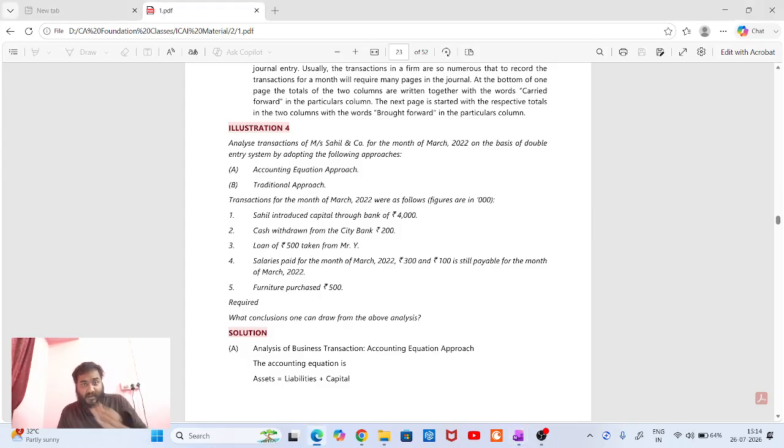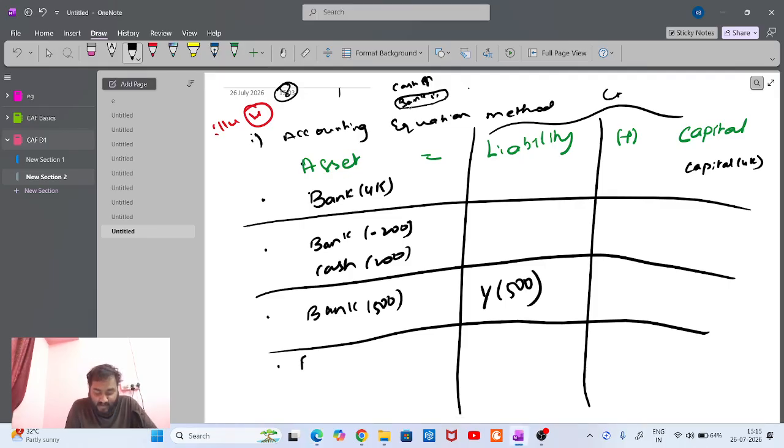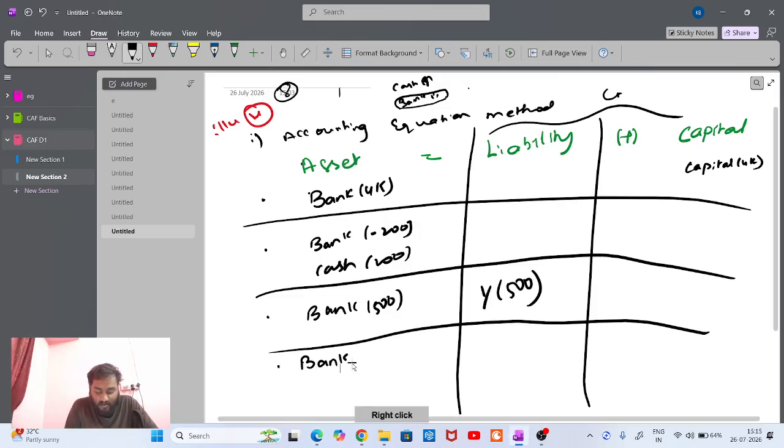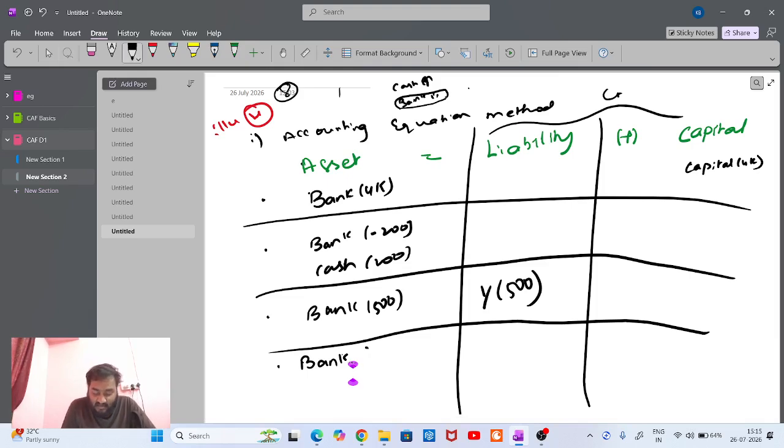Okay. In the fourth point, salaries paid for the month of March 2022, 300 and 100 is still payable for the month of March. Basically, salary paid is 300 and the amount of 100 which is excess is still payable for the month of March. How much did we pay? We paid 300 rupees. How did we pay? We paid from the bank. So bank balance reduces from our business, which is why since bank is debit balance, we credit the bank and in here we write the minus amount and then outstanding salary, right?